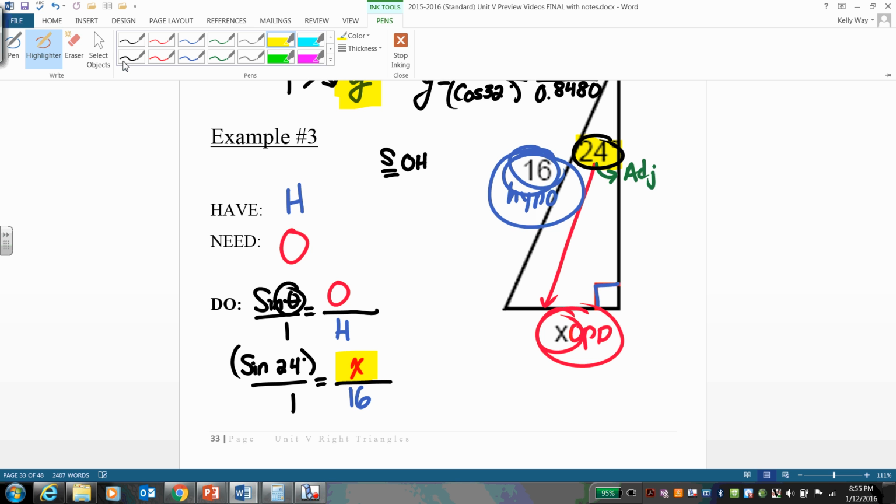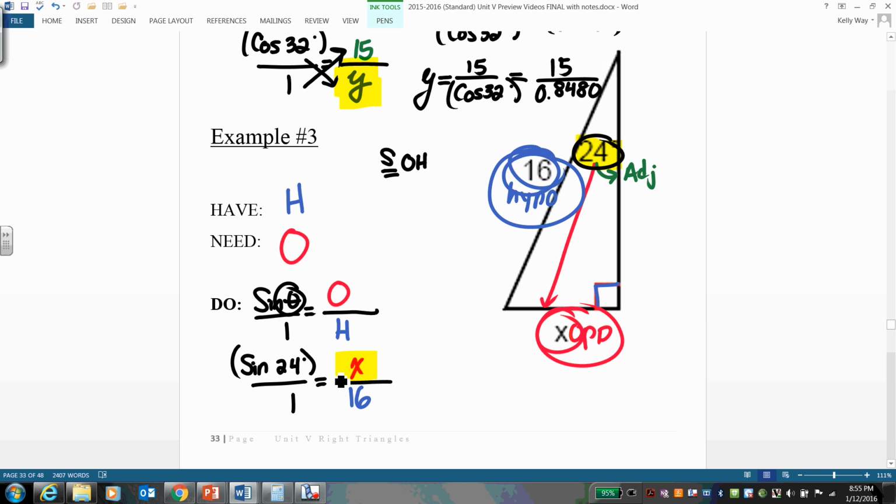So we're going to cross multiply. And we get 1 times x, so that's just x, equals sine 24 degrees, parentheses around that, times that 16. Okay, now that you have x by itself, what do you do?